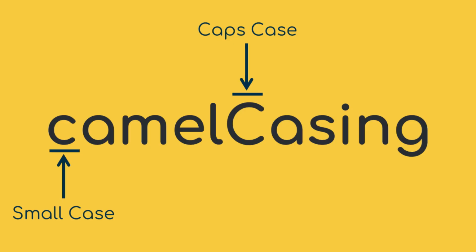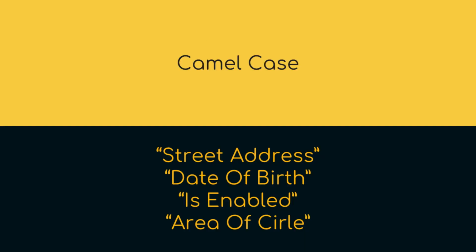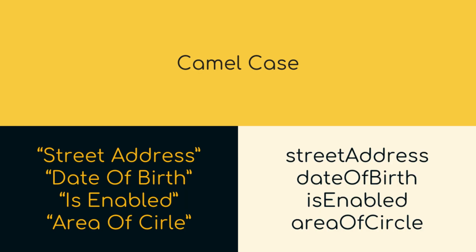A common convention that developers use while naming variables is known as camel casing. In this method of naming variables, if the variable name has multiple words, then the starting letter of the first word should be in small case and the starting letter from the next word onwards should be in caps case. For example, if a variable name has multiple words, for example say street address, date of birth, is enabled or area of circle, etc., then the corresponding camel case variable naming will be as given here. It is not mandatory to use camel casing as a naming convention for the variables. However, it will be a best practice if you do so.